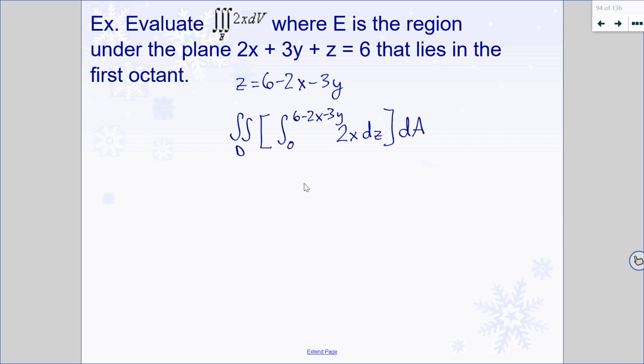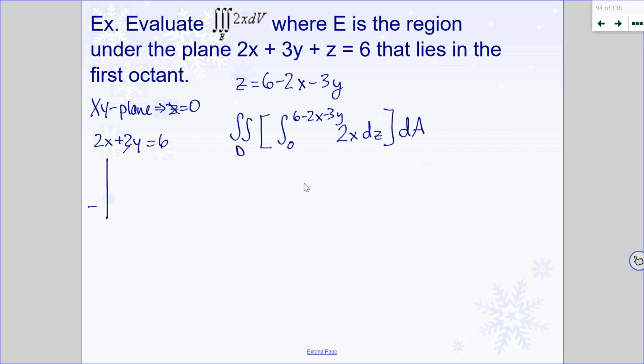Let's draw D though. To find D, that is the shadow of this plane in the xy plane. Picture you have this plane slicing through space, and you're looking at the shadow of this plane in the xy plane. If you look at the xy plane, you're looking at when z equals 0. So z equals 0, you would get 6 equals 2x plus 3y.